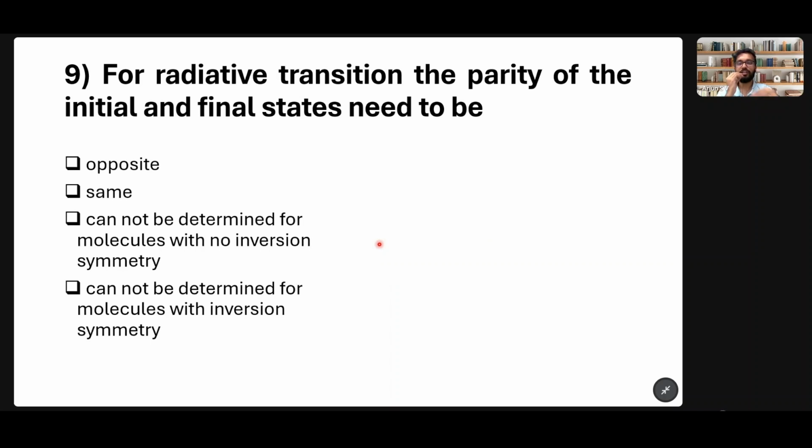For radiative transition, the parity of the initial and final states need to be: opposite, same, cannot be determined, and cannot be determined for molecules with inversion symmetry. So here the correct option is option A, opposite. So for radiative transition, the parity of the initial and final states need to be opposite.